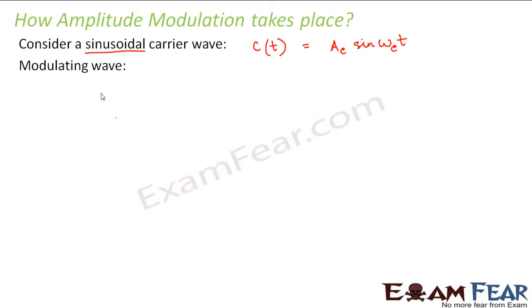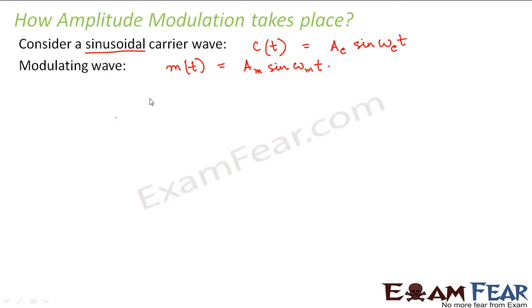We also need a modulating wave or the message signal wave, whatever you call it, because the message signal wave is the one which actually modulates the carrier wave. That is why it is also known as the modulating wave. This is denoted as m of t, which is equal to am sine omega m t, where am is the amplitude of the modulating wave and omega m is the angular frequency of the modulating wave.